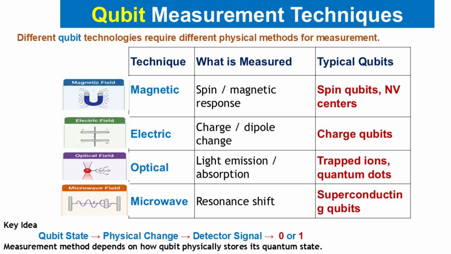Different qubits require different measurement techniques. As shown here, magnetic measurement is useful for spin-based systems. Electric measurement detects changes in charge. Optical measurement uses light or photon signals. And microwave measurement detects resonance changes, especially in superconducting qubits. The common idea is simple. Qubit state, physical change, detector signal 0 or 1.